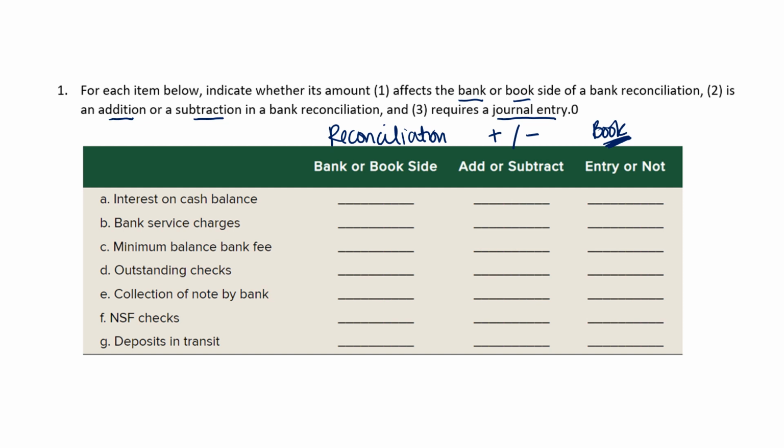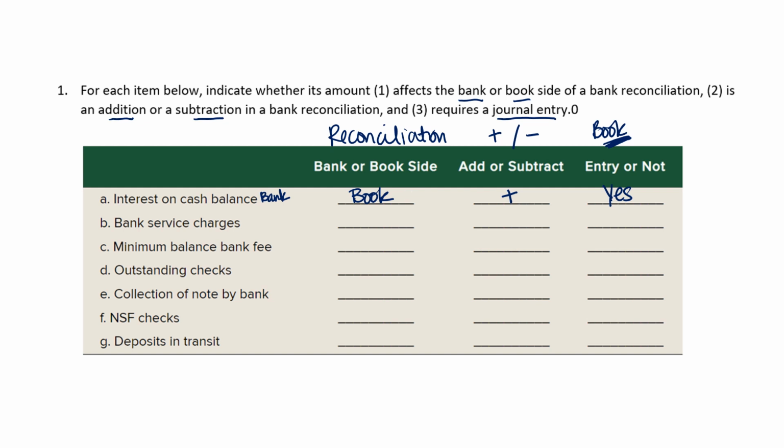Okay, so the first one, interest on cash balance. What you want to do at first is figure out where this item is already shown. So who already knows about this? The bank or the books, the company. Interest on cash balance will be shown on the bank statement. So the bank already knows about it. Therefore, you will have to make an adjustment on the book side. Interest earned is going to be an addition. And yes, there will be a journal entry required because this is a book adjustment.